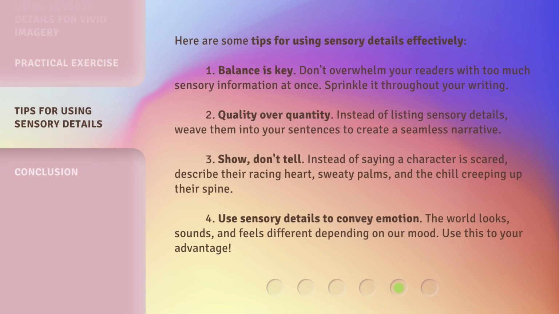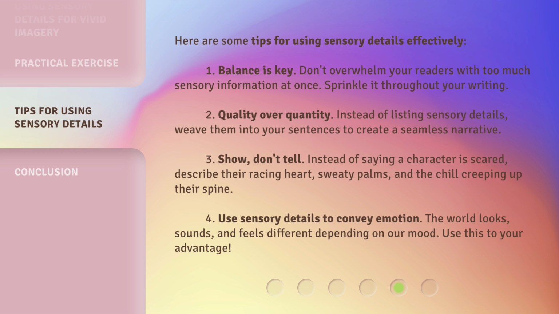Here are some tips for using sensory details effectively. 1. Balance is key. Don't overwhelm your readers with too much sensory information at once. Sprinkle it throughout your writing. 2. Quality over quantity. Instead of listing sensory details, weave them into your sentences to create a seamless narrative.